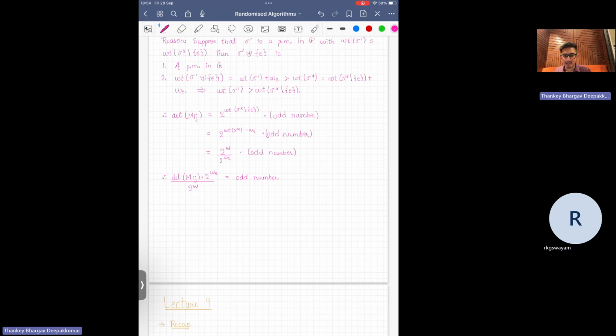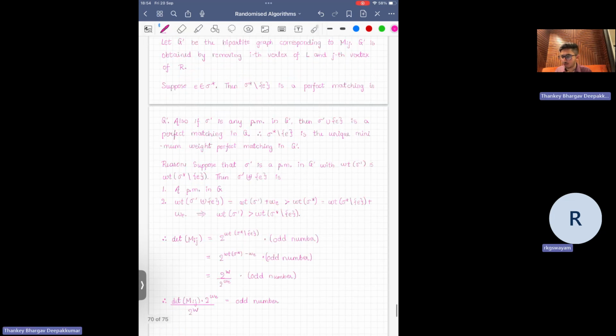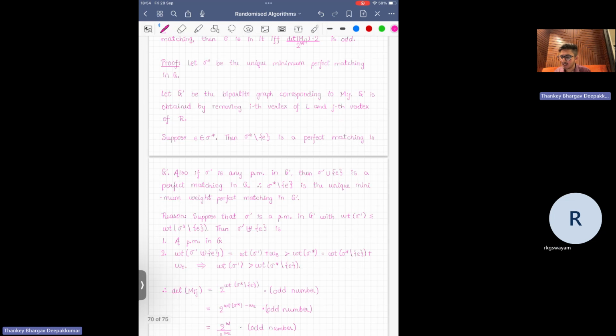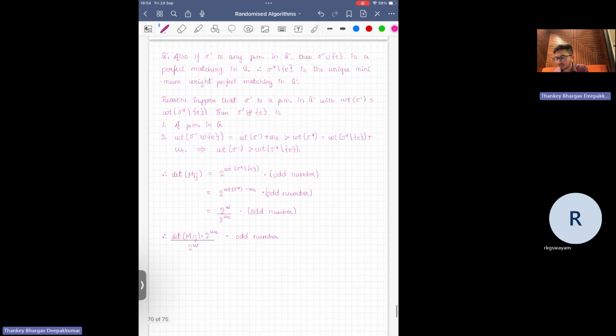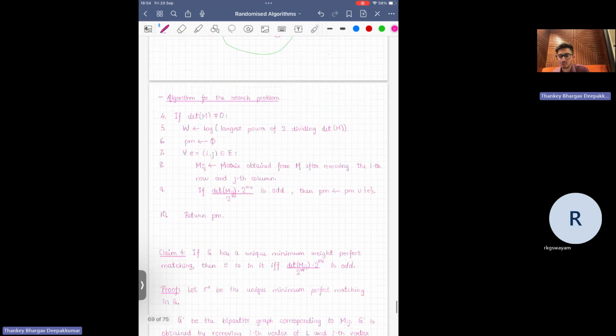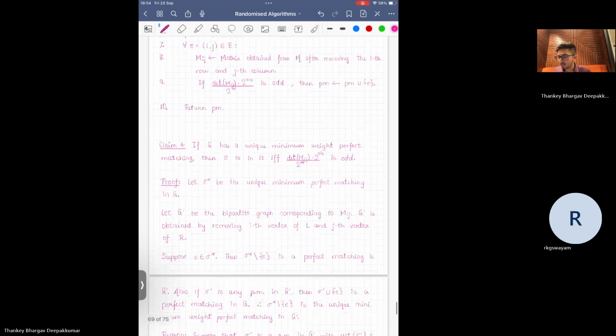Okay, but this doesn't complete the proof. This just proves one part of it. We assumed that E was in the unique minimum perfect matching. Then this determinant is odd, and therefore E would be added to PM, right? Yes. But now we need to show that if something is not in the unique minimum perfect matching, then it would not be added to PM, right? Yes.